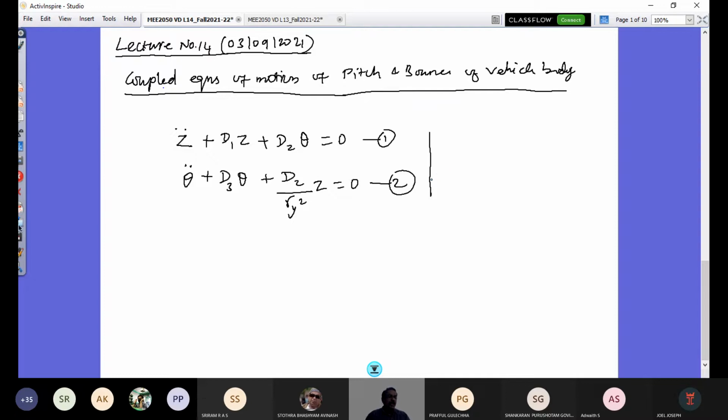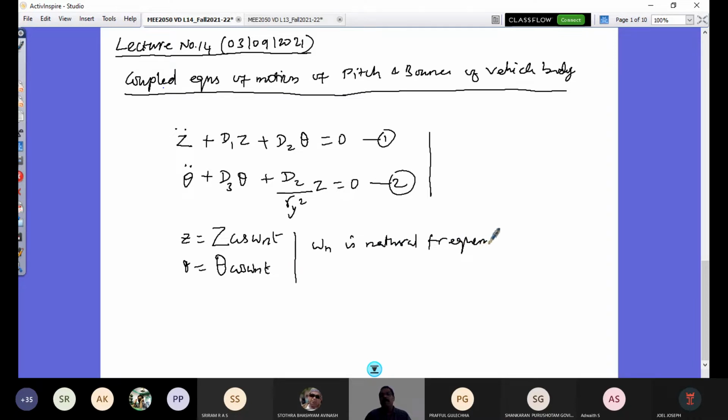So let's consider the solution. What I am going to do now is find out the natural frequencies when they are coupled. For that, let us consider the trial solution given by Z equals capital Z cos omega nt, a harmonic excitation, and theta equals capital Theta cos omega nt, where omega n is the natural frequency, you can say circular natural frequency, and capital Z and capital Theta are the amplitudes.